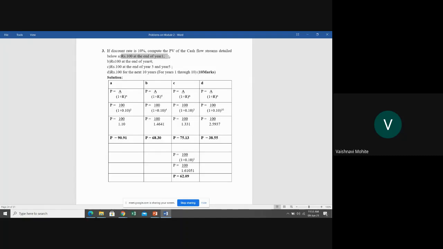Single cash flow. Yes, single. So for single cash flow, which formula do you use to find the present value? Present value is nothing but A divided by (1 plus r) raised to n. So that is 100 divided by (1 plus 0.10) raised to n. So 100 divided by 1.10. So the answer for sub question A is present value is 90.91.